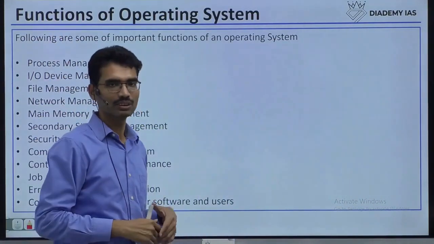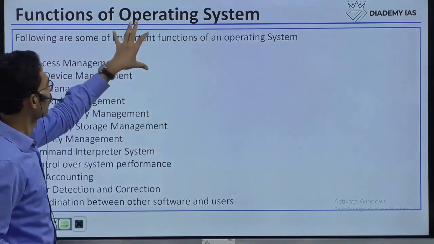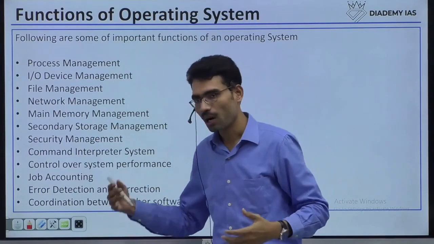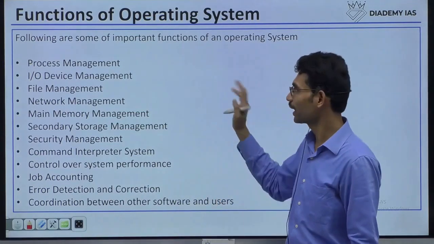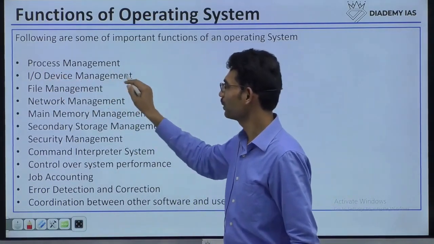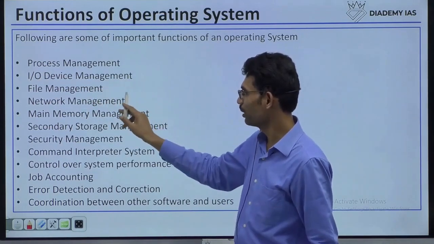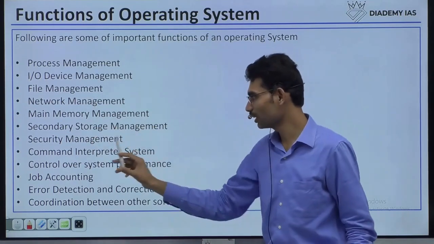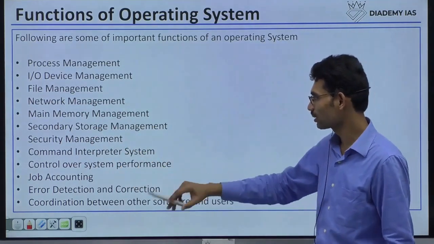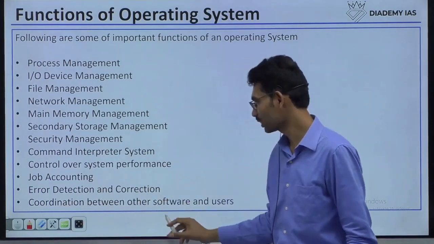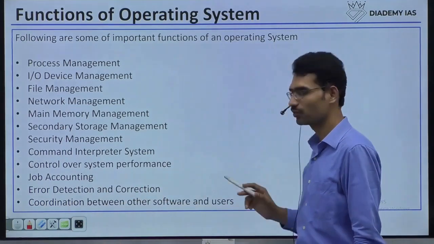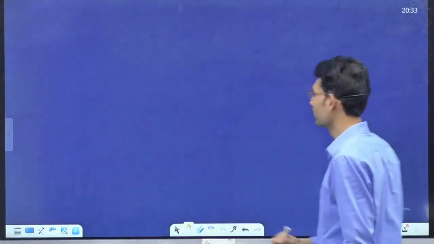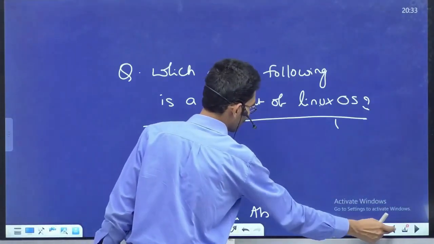Functions of operating system. This is a broad way to look at what Unix, Windows, Mac OS and Linux do: process management, I/O device management, file management, network management, memory management, secondary storage, security, command interpreter, control over system performance, job accounting, error detection and correction, and coordination between other software and users. Don't worry about all of them. Simply have this idea. Already we have seen this architecture.